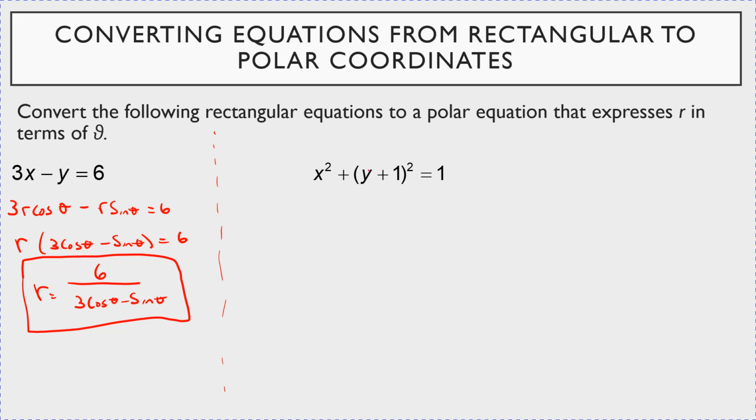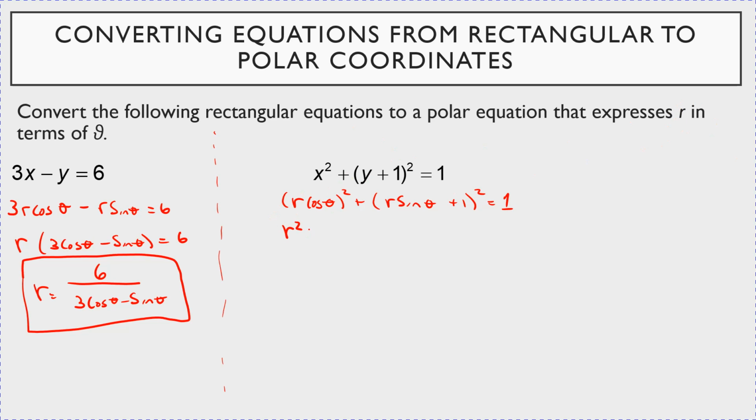So I have x squared plus, in parentheses, y plus 1 squared is equal to 1. All right, so let's just start. Wherever I see the x, this is going to be r cosine of theta squared plus r sine of theta plus 1 squared is equal to 1. Now go through and simplify this, because I want to get r in terms of theta.